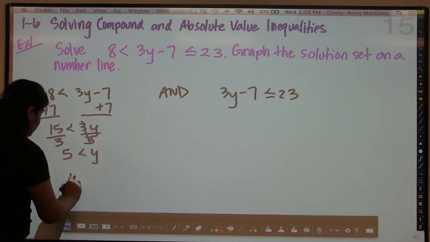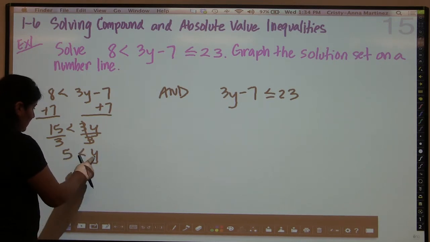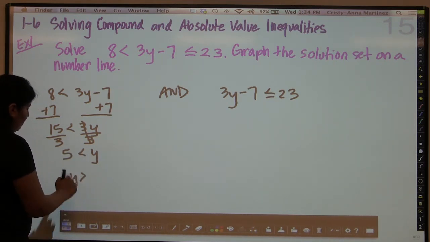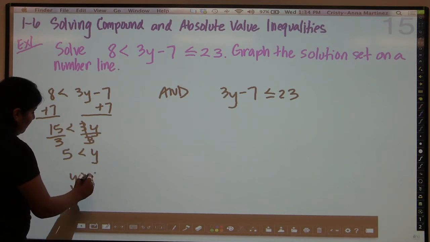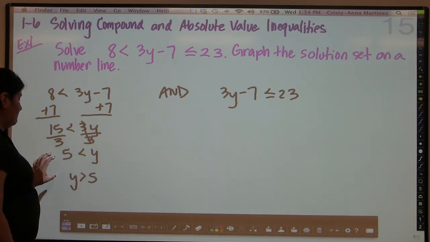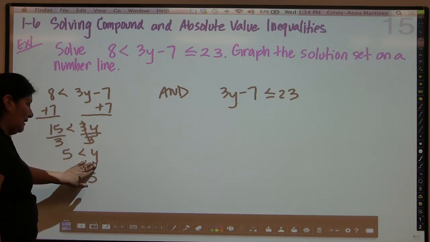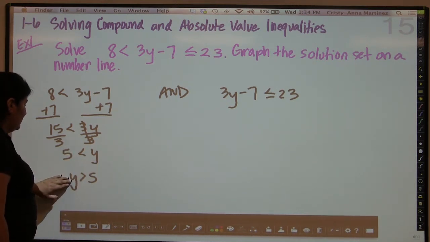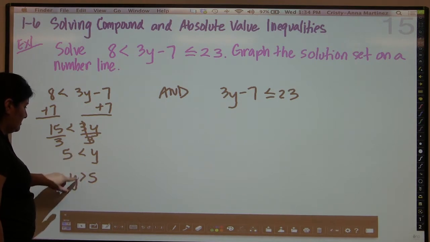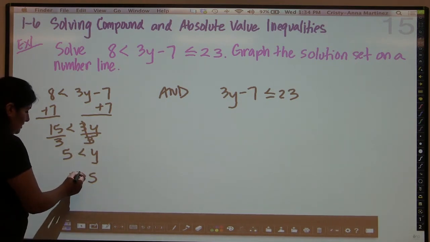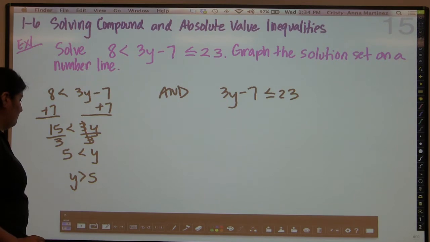So you can write it in the correct order, making sure that the open side is still facing the y, and that the closed side of the symbol is facing the 5. And this is the same thing. It's kind of like me saying, I am younger than my dad, or I can say, my dad is older than me. So the way that the symbol is read from which direction matters. So y is greater than 5.